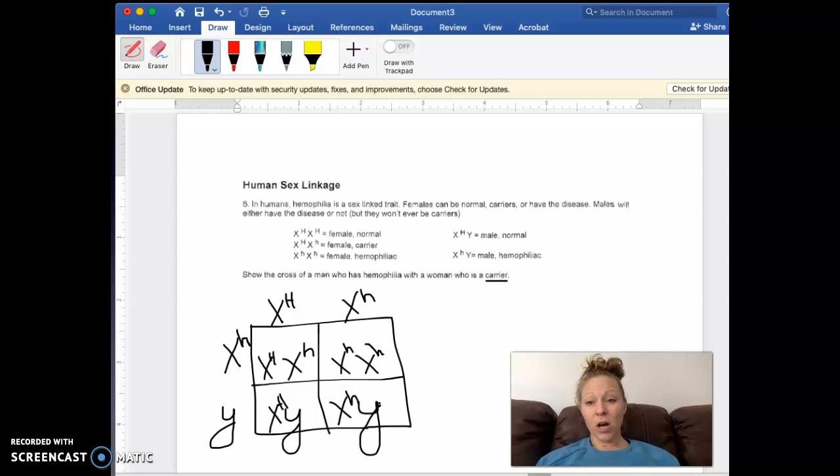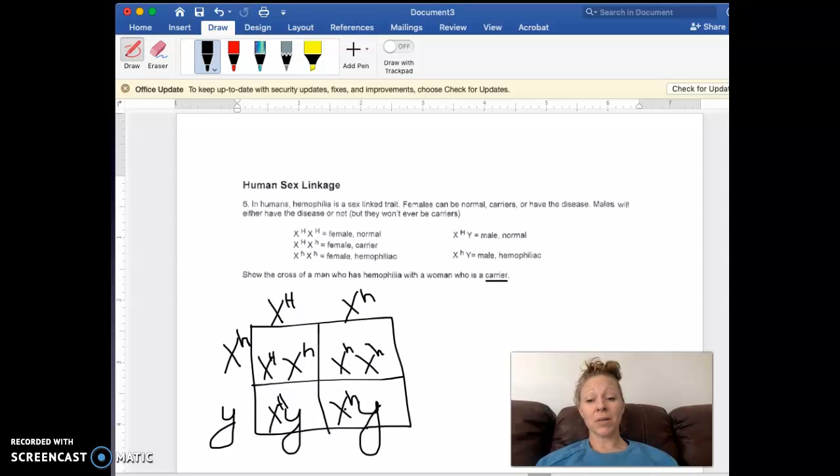So what are the chances that we have a daughter with hemophilia? She's going to have two lowercase h's, because if there was a healthy allele, it would be expressed, but it's not. So they have a 1 in 4 chance of having a daughter with hemophilia. If they have a daughter, she has a 50% chance of having hemophilia. They have a 1 in 4 chance of having a son with hemophilia. If they have a boy, it's a 50% chance that he will have hemophilia.